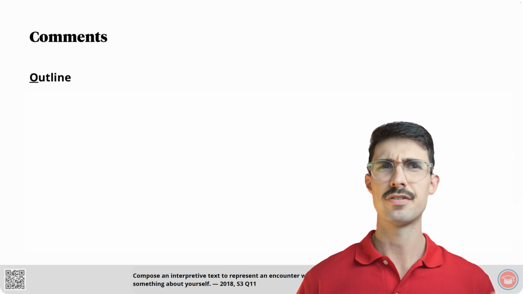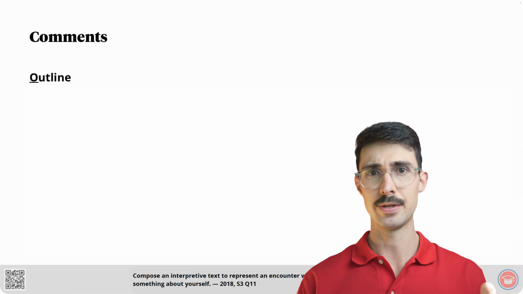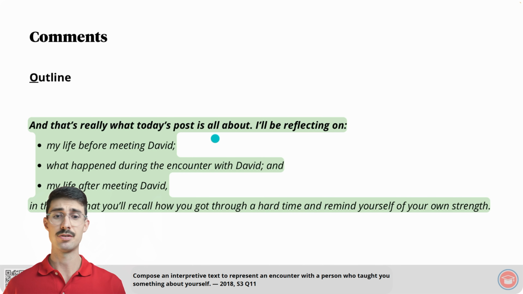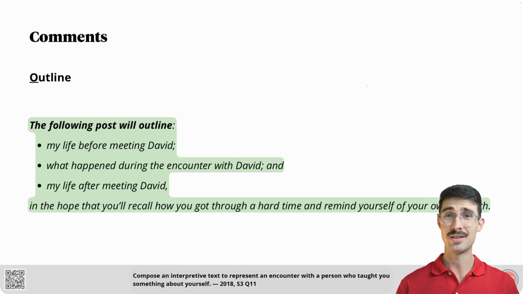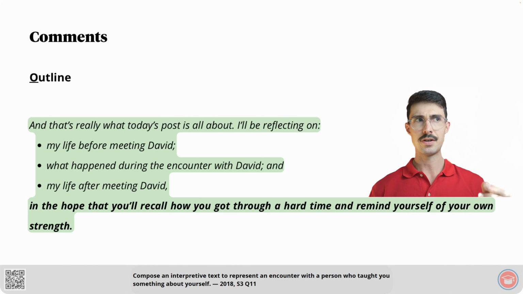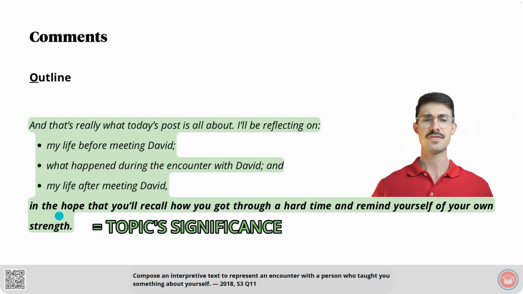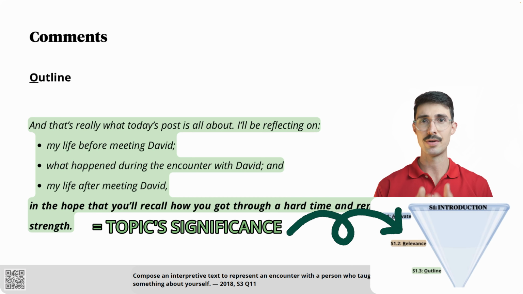Compare the use of diction and the subsequent voice portrayed in each of the following. "And that's really what today's post is all about. I'll be reflecting on..." versus "The following post will outline..." The first version reflects the casual voice I want to portray. "If you reflect with me and recall how you got through a hard time in the past, you'll remind yourself of your own strength." This final part of the outline also explains the topic's significance to the reader. Outlining the topic's relevance to the reader is normally done in the relevant section.